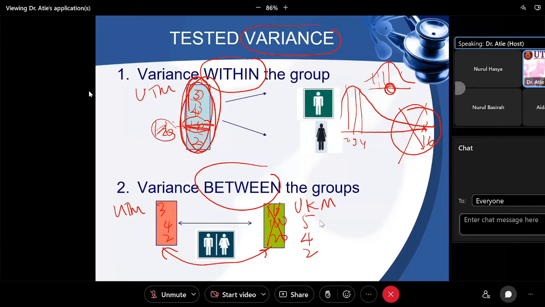Okay, let me ask somebody else. Mingyi. Mingyi, are you here? Yes, doctor. Okay, do you understand the two variances, or two differences, within and between the groups? Okay. Ada soalan tak? Maybe you want to ask something to clarify? I'm not sure. Okay, so how about Awab? Awab, are you here?